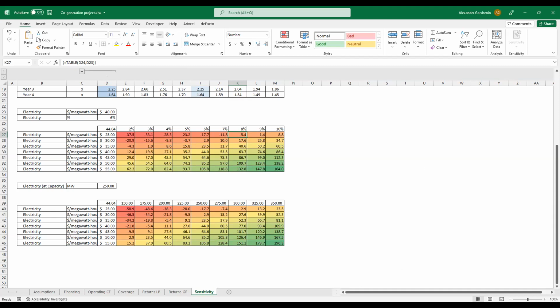Any questions regarding the description of this cogeneration project? Please let me know if you have something to discuss. Probably we can discuss anything else regarding the course.